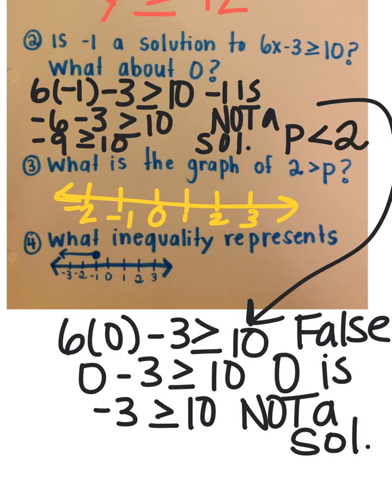Okay, because it's less than 2, I'm going to do an open circle, and I'm going to go to the left of the number line. Remember, it's not shaded in because it's not equal to. Okay? And last but not least, if we look at number 4, it wants to know what inequality represents the number line you see there.